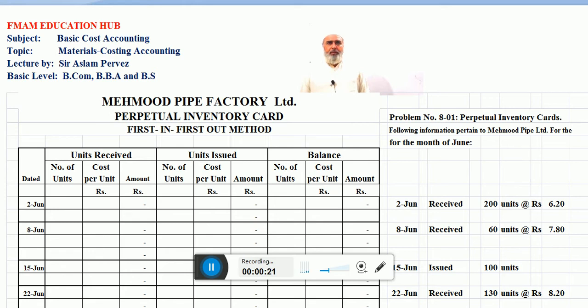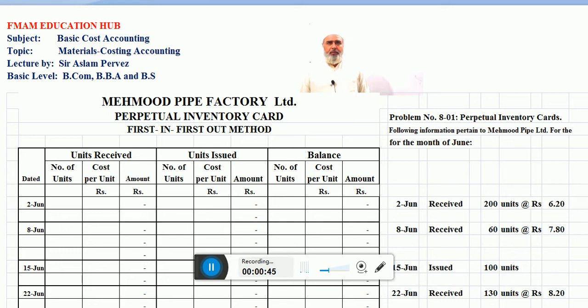Dear students, today we are going to learn the subject of basic cost accounting, in which we have a new topic: materials, costing and accounting.